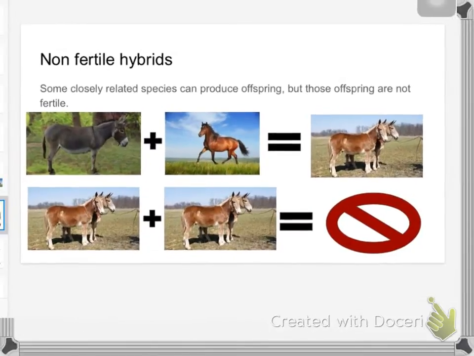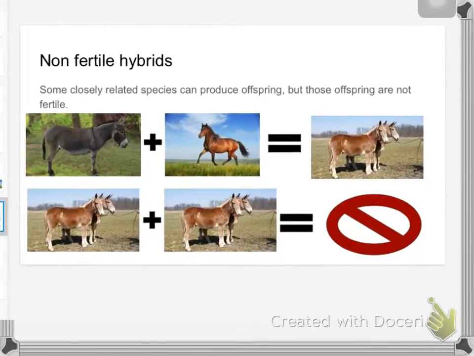Well, we've got a few examples of those non-fertile hybrids. So you can have a non-fertile hybrid where two species that are related to one another produce offspring, but then the offspring are not fertile. Have you heard of this? Anybody know what that is in the pictures at the top?